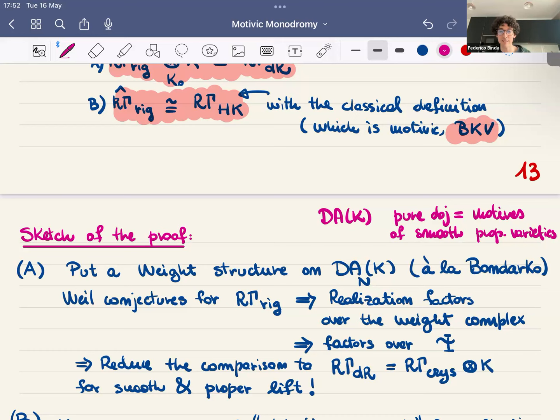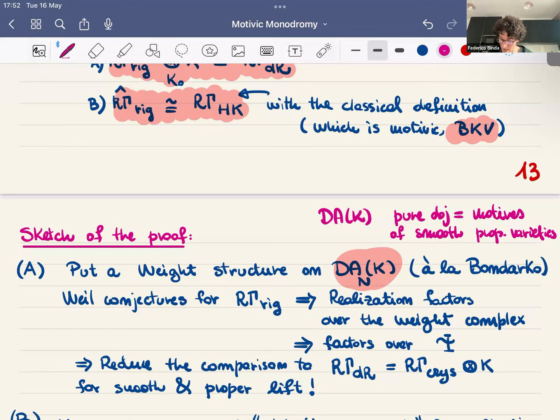And so what about the DA_K^N, so what about this lax equalizer gadget? Essentially the same, but we declare that pure objects are objects which are pure in the DA, when we forget the monodromy operator. And moreover, we ask the monodromy operator to be zero. So the idea is that pure objects have no monodromy, which is reminiscent of the idea that if you were coming from a family with good reduction, then the monodromy operator should be zero. So those are the pure objects for us.